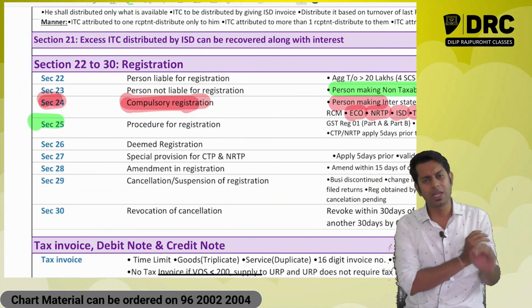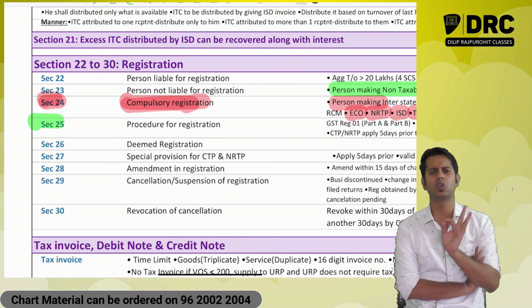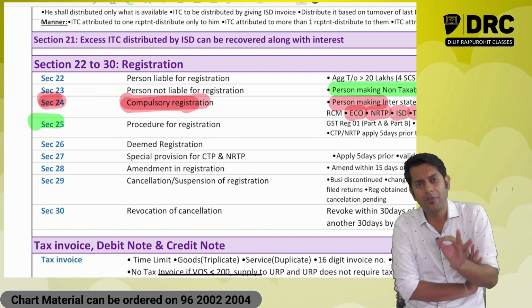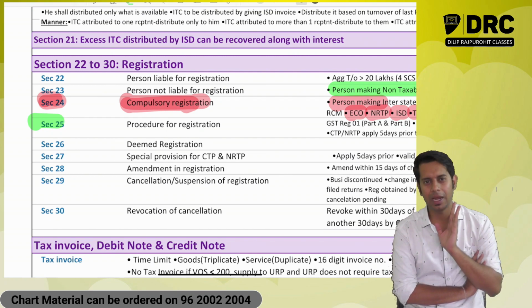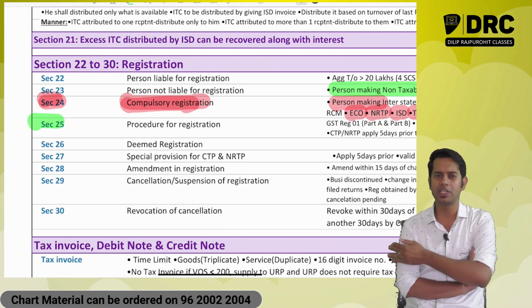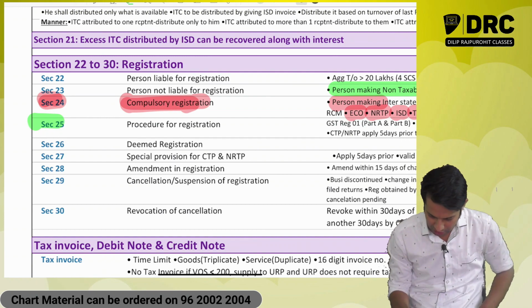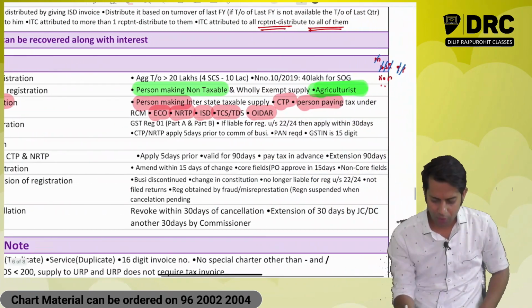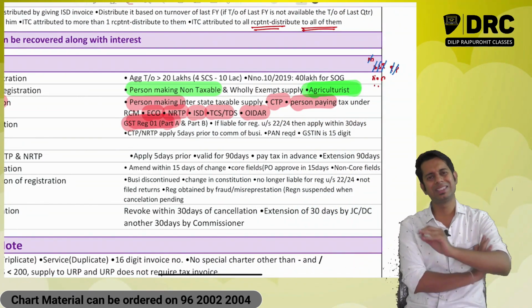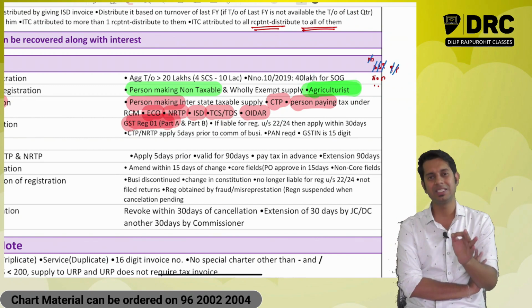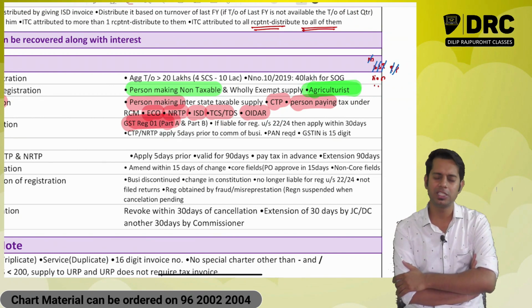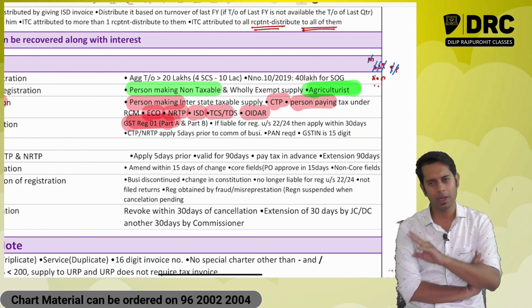Section 25 talks about procedure for registration. Any person who is liable for registration should apply for registration within 30 days of becoming liable. A casual taxable person and non-resident taxable person should apply for registration 5 days prior to the date of liability for registration. The form which is used for registration is form GST REG-01. GST REG-01 has 2 parts, part A and part B.